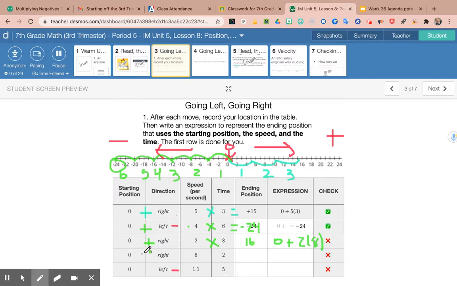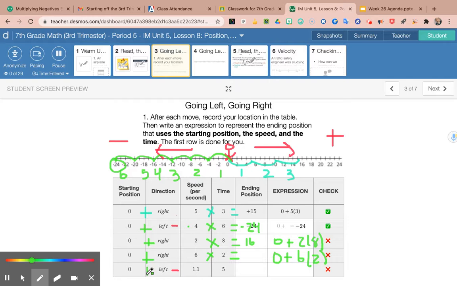Next one, 0 plus, so I'm starting at 0 again, 0 plus, they're going to move 6 steps, and they're going to do that 2 times. So 0 plus 6 times 2. Again, just writing parentheses. You can also write a little star if you like to write that as your multiplication. And then 6 times 2 would be 12.